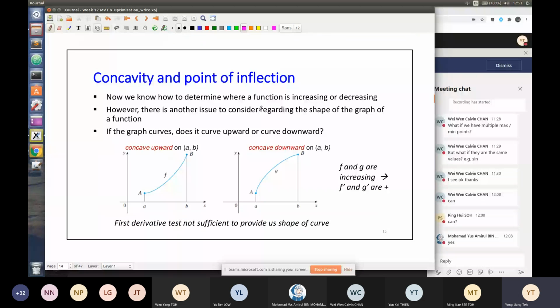I'm left with 9 minutes. Whether you guys are still able to take it, I can actually start on concavity. Let me see if I want to. Okay, I think I'm going to stop here because concavity is actually quite a big chunk, which leads on to the second derivative test. So I'm going to stop here a bit early.